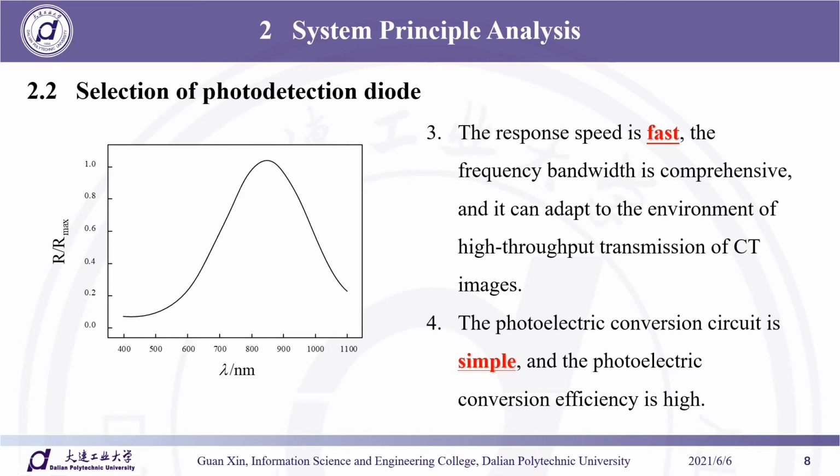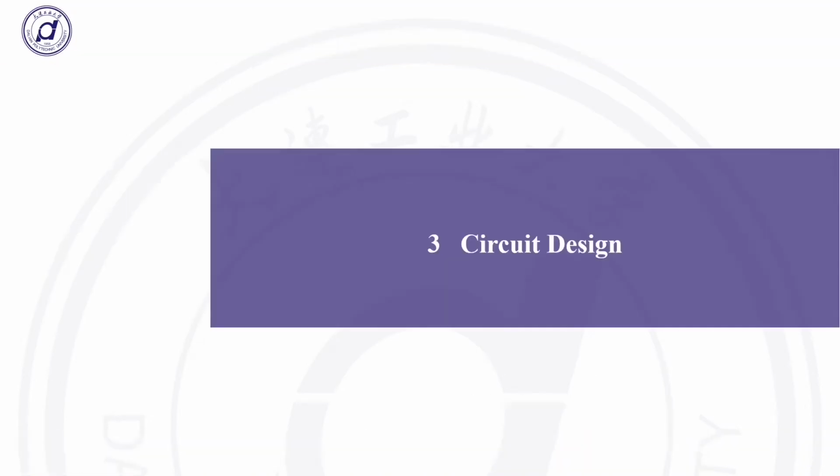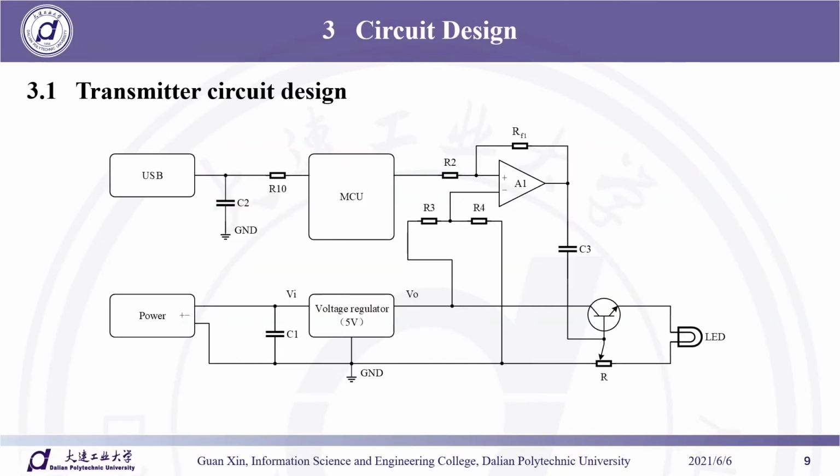Third, the response speed is fast. The frequency bandwidth is comprehensive, and it has adapted to the environment of high-throughput transmission of CT images. Fourth, the photoelectric conversion circuit is simple, and the photoelectric conversion efficiency is high. We can see this figure. It shows the response curve of a typical photodiode.